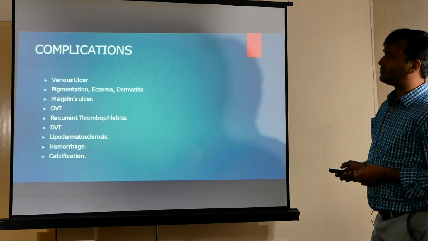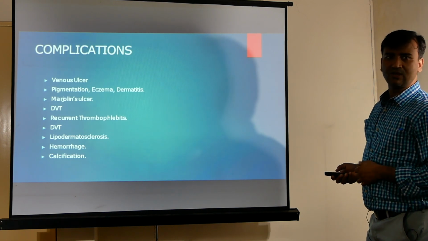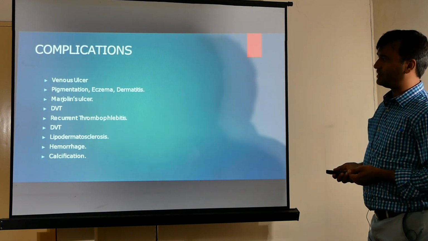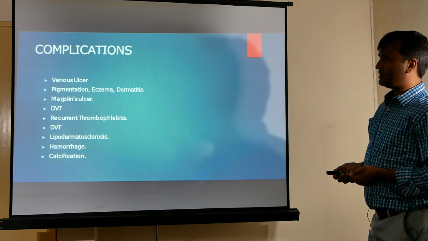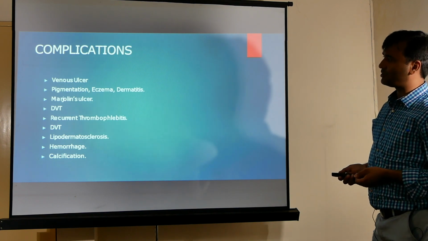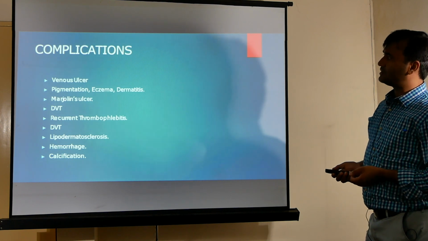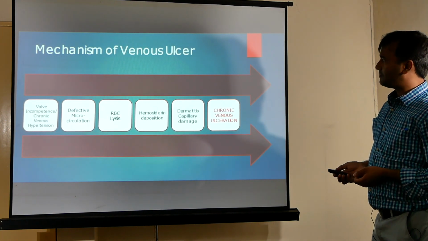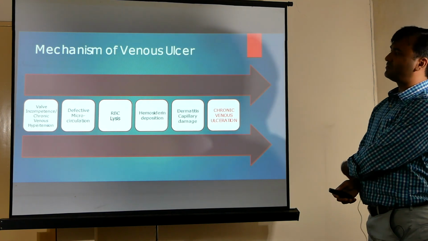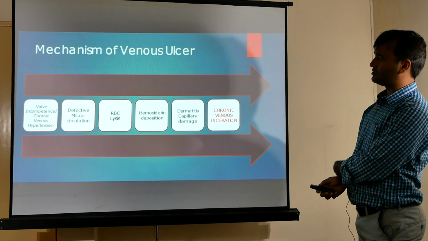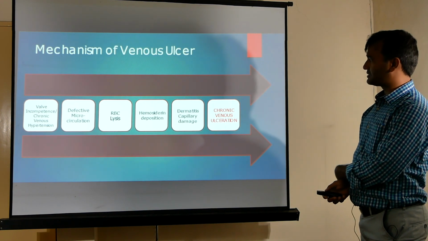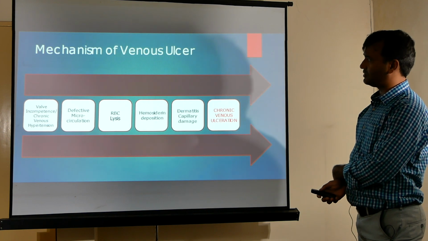The complications of varicose vein: venous ulcer, pigmentation, eczema, dermatitis, Marjolin ulcer, DVT, recurrent thrombophlebitis, lipodermatosclerosis, hemorrhage and calcification. These are the common complications due to varicose vein. The mechanism of varicose ulcer is wall incompetence and chronic venous hypertension leading to defective microcirculation, RBC lysis, hemosiderin deposition, dermatitis, capillary damage, and chronic ulceration develops.